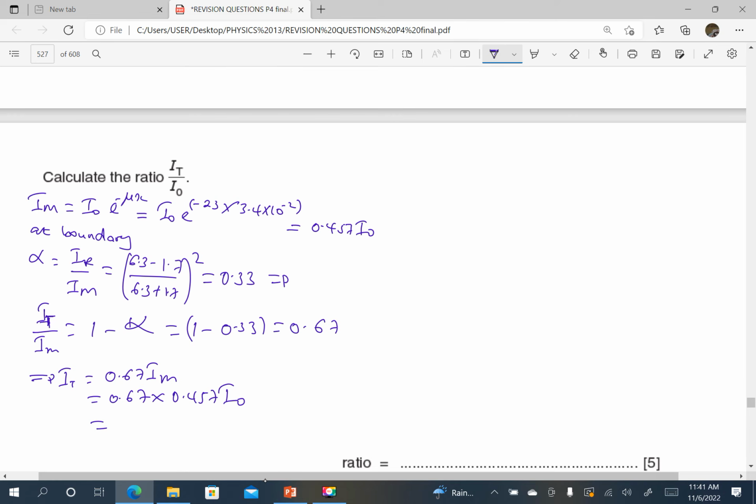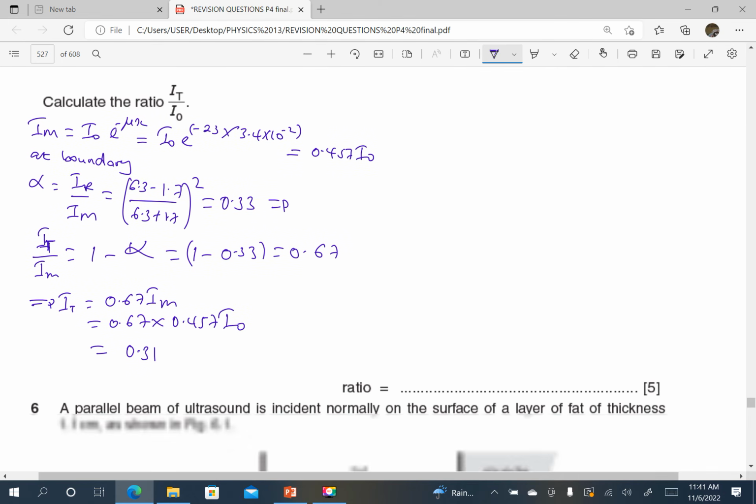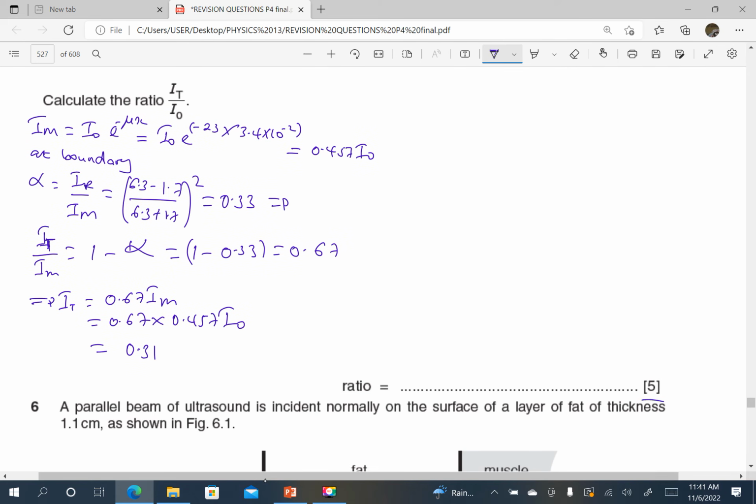So from my calculator, this is 0.31. So the ratio required to give us these 5 marks is simply 0.31. This question was looking for the ratio which is transmitted, the fraction, the intensity which has been transmitted, and the ratio, of course, that is IT over I naught, which is 0.31. Okay.